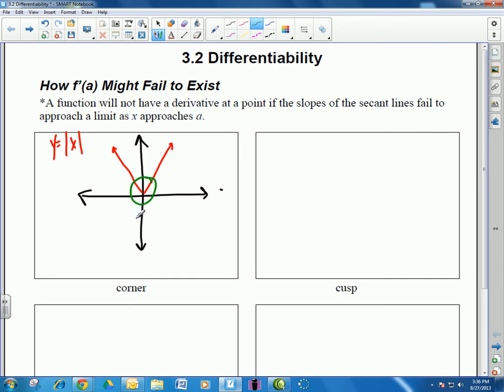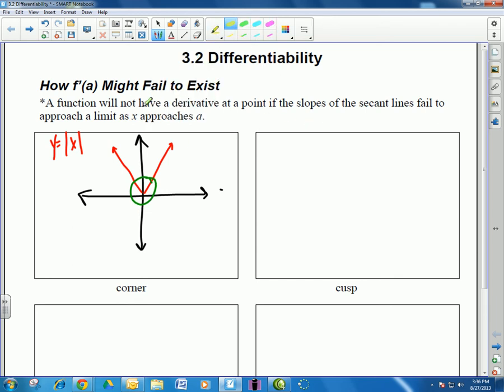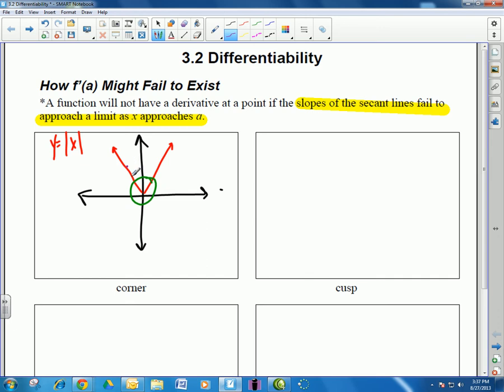So the derivative cannot exist at a corner, and that's because a function will not have a derivative at a point if the slopes of the secant lines fail to approach a limit as x approaches a. So if you look at the slopes of the secant lines, they don't approach any limit. Think about what the slopes of these lines are coming in together. The slope of this line is -1. Here's -1. Here's -1. Here's -1.